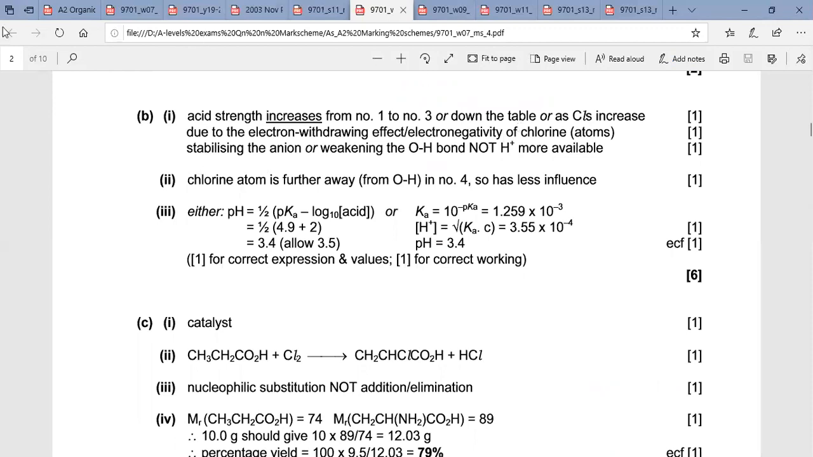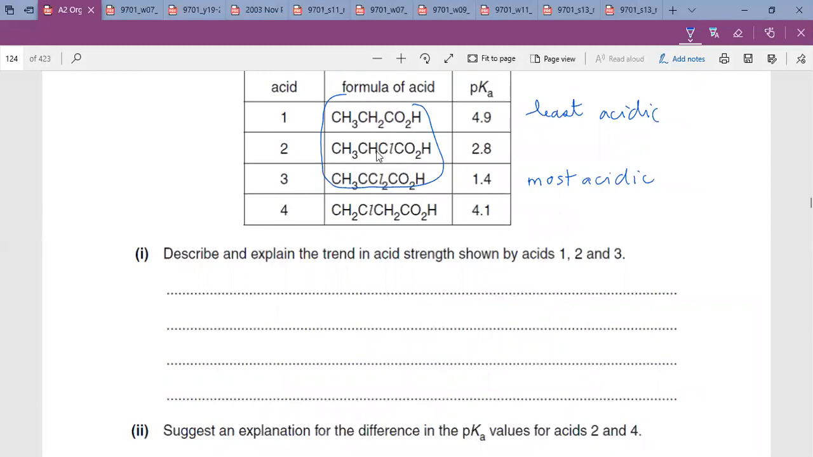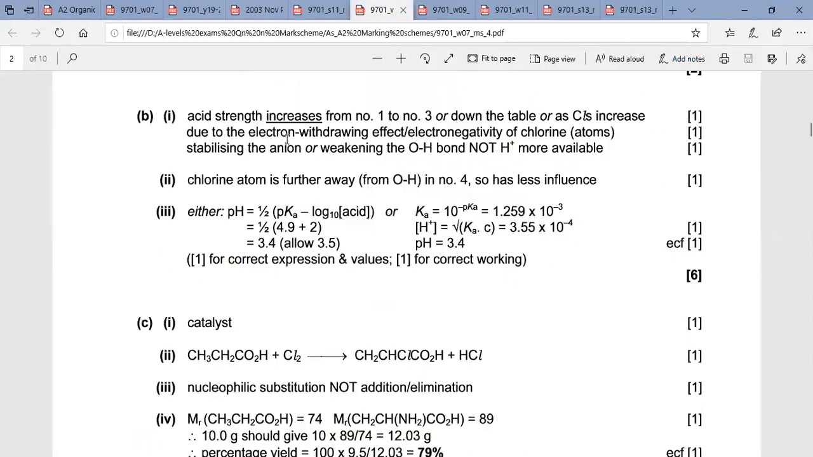Because the Cl withdraws electrons. Let's see this again. The Cl here withdraws electrons, and there are two Cl here, so they withdraw more electrons, which means the OH bond here is weaker. So the argument here, you can use this one: the electron withdrawing effect of chlorine, one mark.